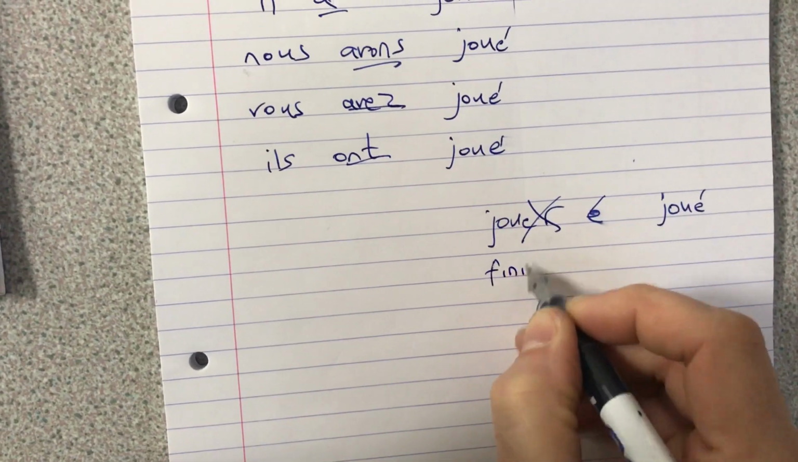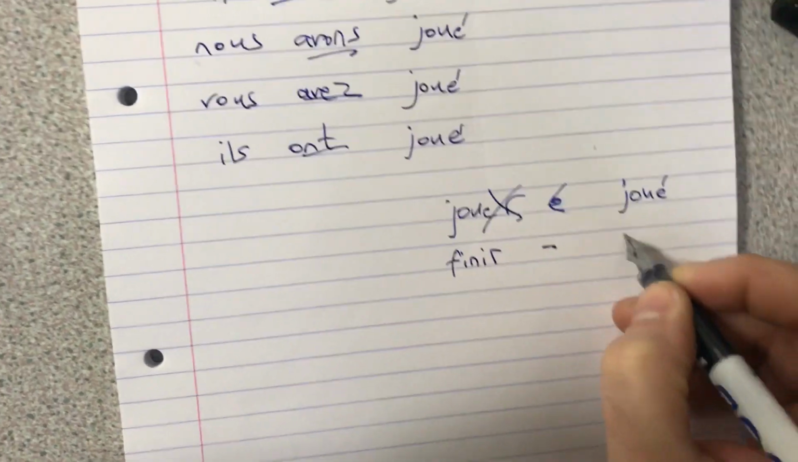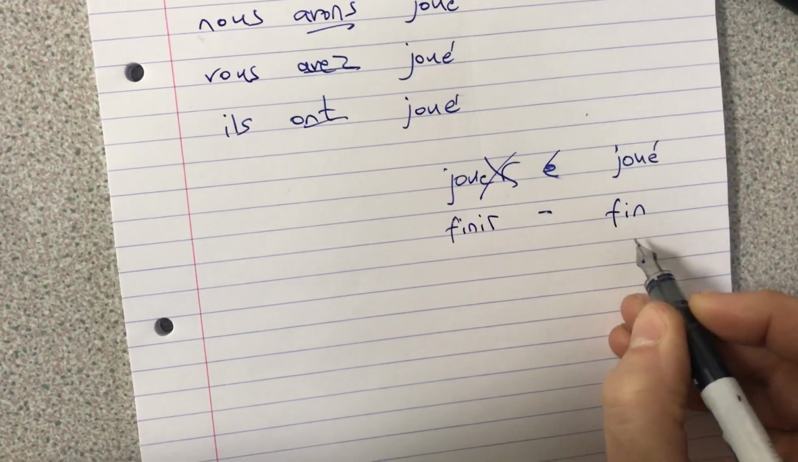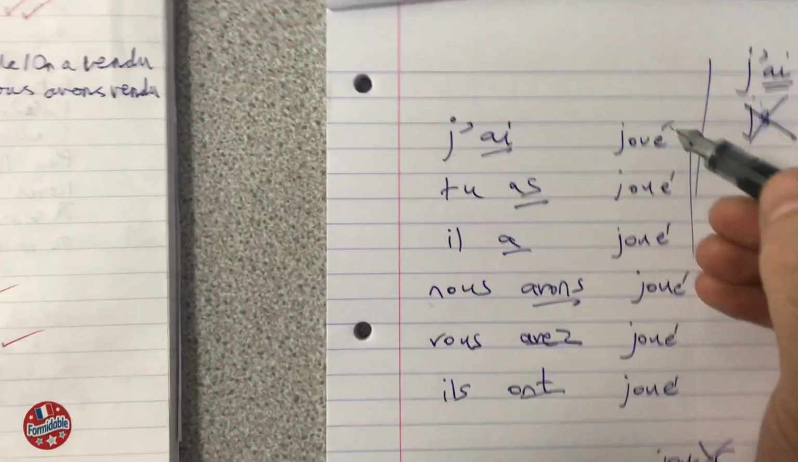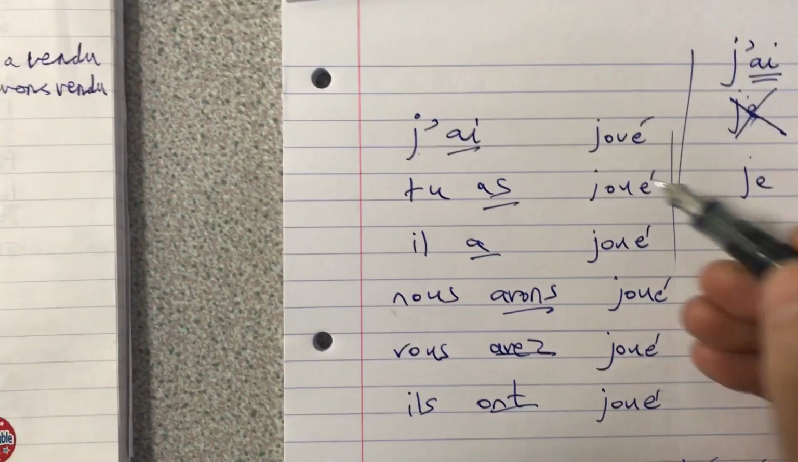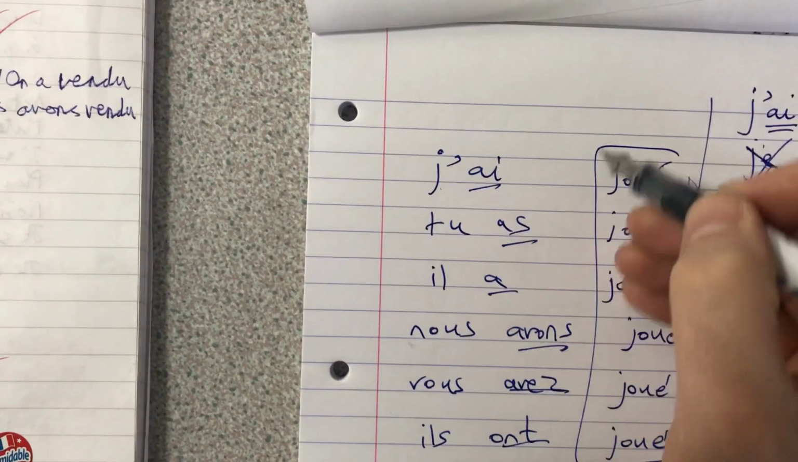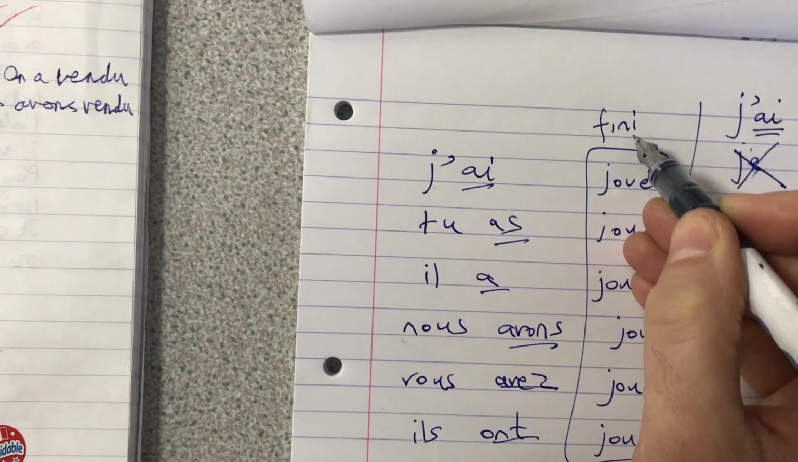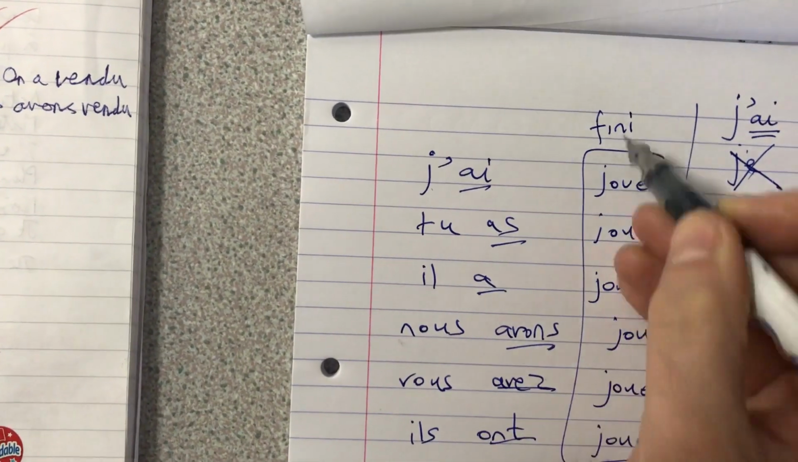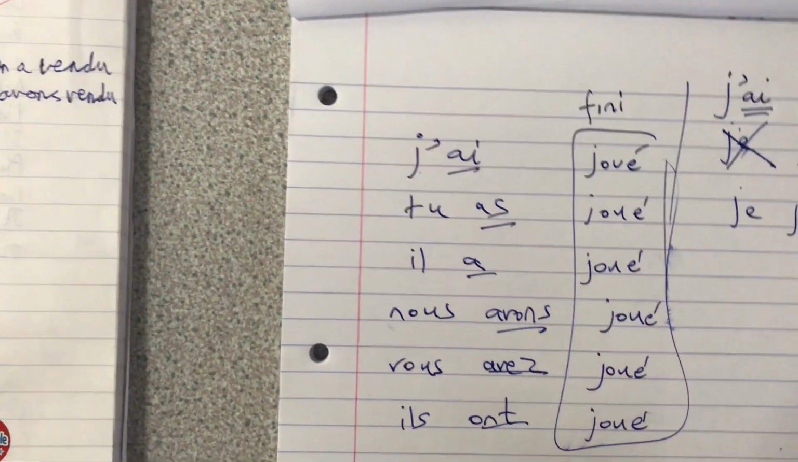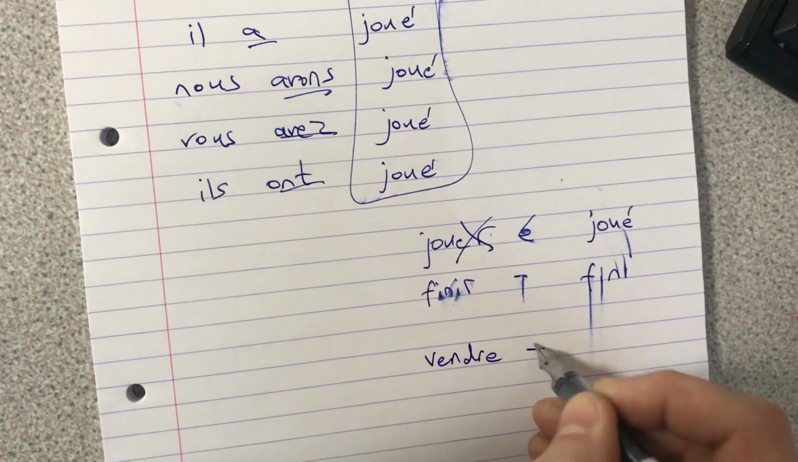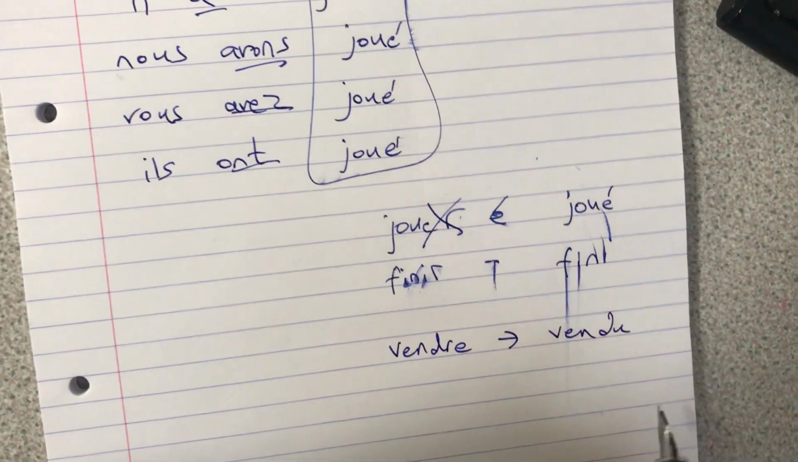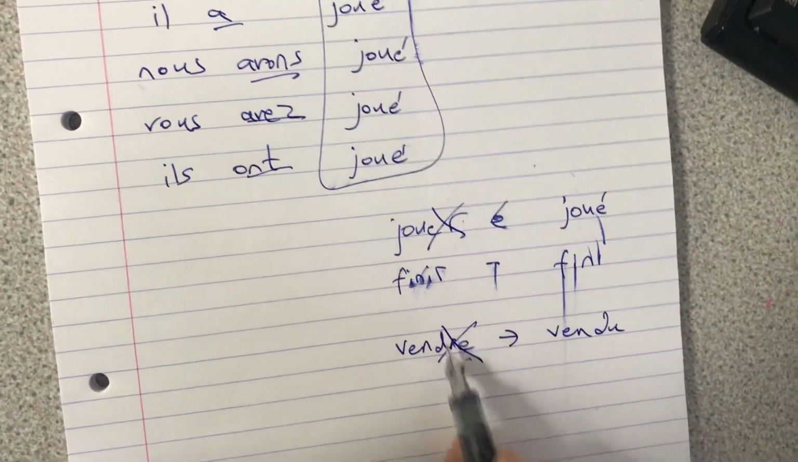For finir, for IR verbs, relatively straightforward. You knock off the IR and you add an I. So regardless of ER, IR, RE, you will just add them onto there. So j'ai fini, tu as fini, it's the same. Il a fini, nous avons fini, vous avez fini, ils ont fini. And then, vendre becomes vendu. So we knock off the RE and we add a U.